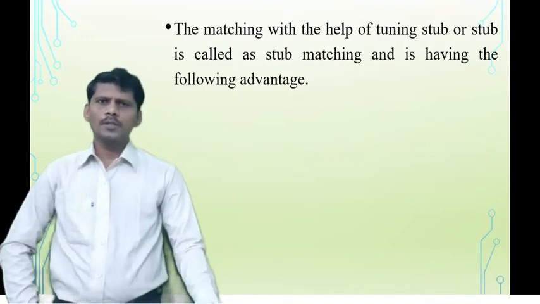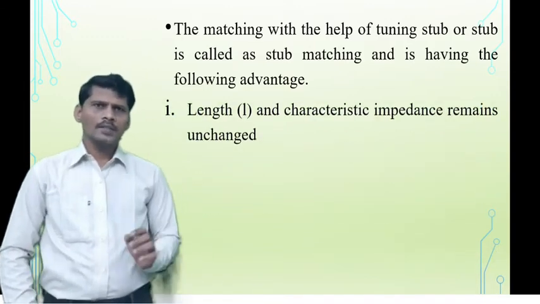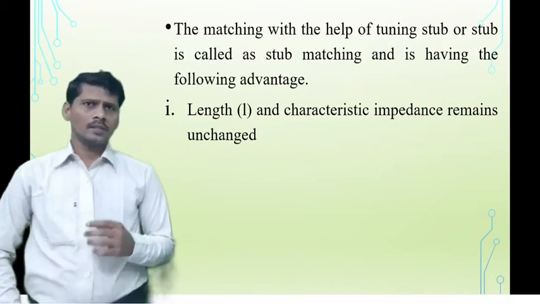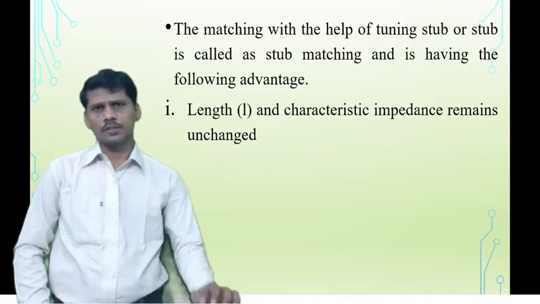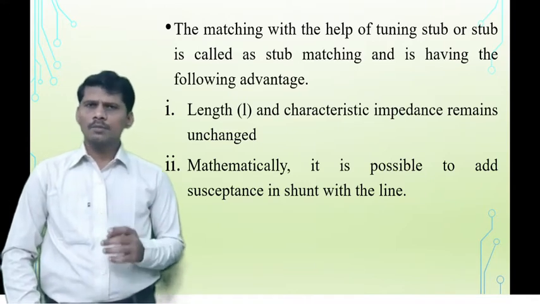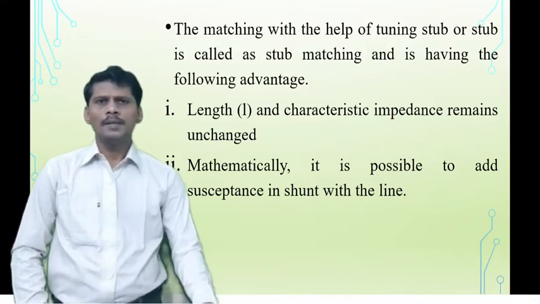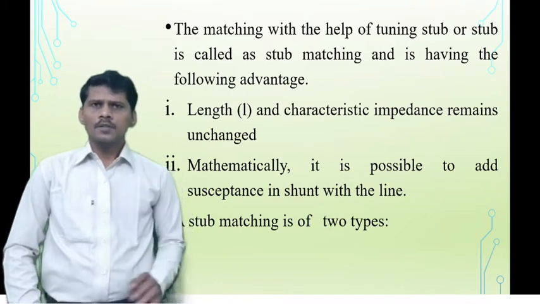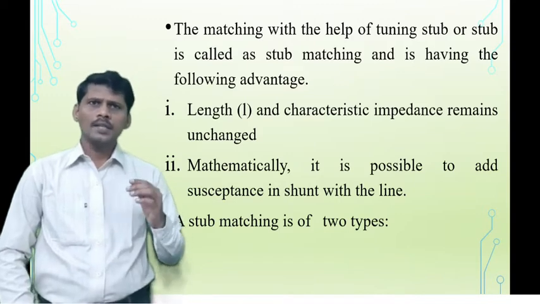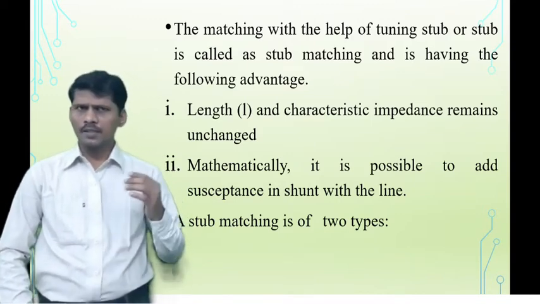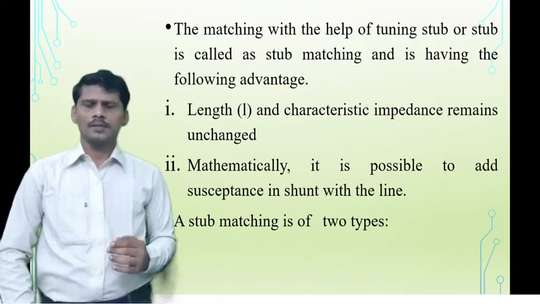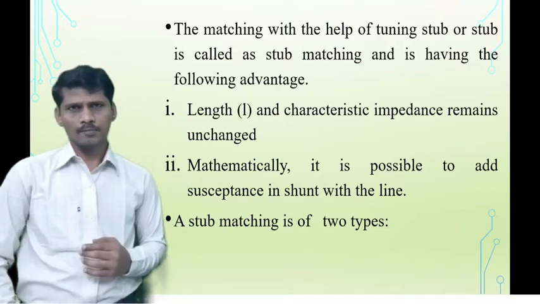The important properties of stub matching are, first, the length and characteristic impedance of the transmission line remain unchanged. And the second property is that mathematically it is possible to add an adjustable susceptance in shunt with the main transmission line. So these two are the properties of stub matching.